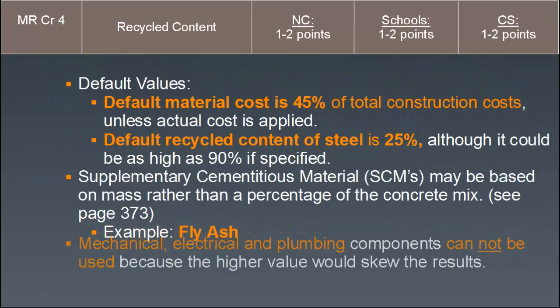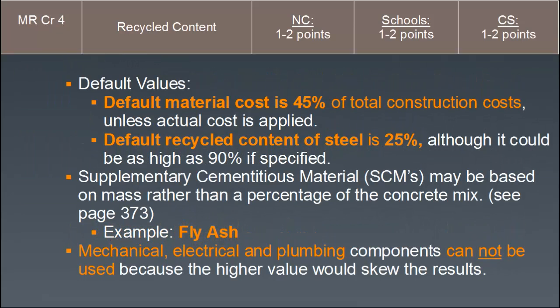Default values include 45% of total construction costs, which can be considered your total material costs if you're not actually tabulating real costs coming in. Also, there's a default recycled content value of steel of 25%, although I don't recommend using this default value since steel has a high cost if you're using metal construction, and it's usually over 90% post-consumer recycled content.